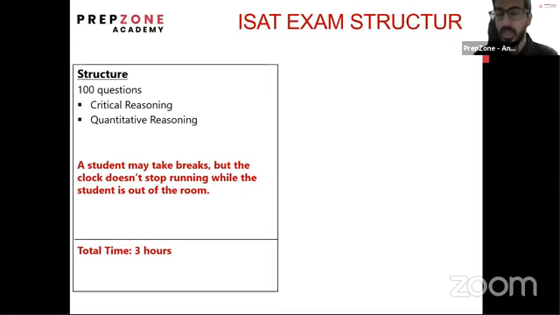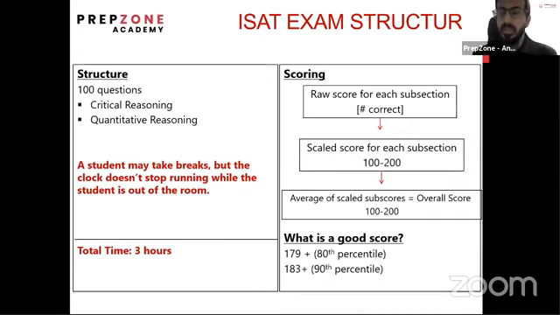out for critical, how many questions can come out for quantitative. The scoring system: the 100 questions, the entire test, the raw score will be scaled into a score between 100 to 200. So keep in mind, the higher the raw score, the bigger the scaled score that you can get. Now, over the years, we have taught a lot of students ISAT. So we have come to a conclusion in terms of what the highest percentile scores are.